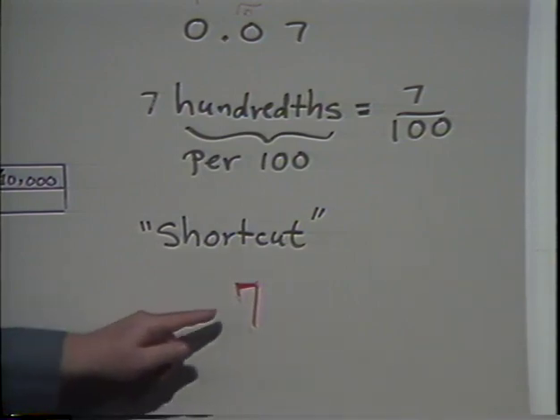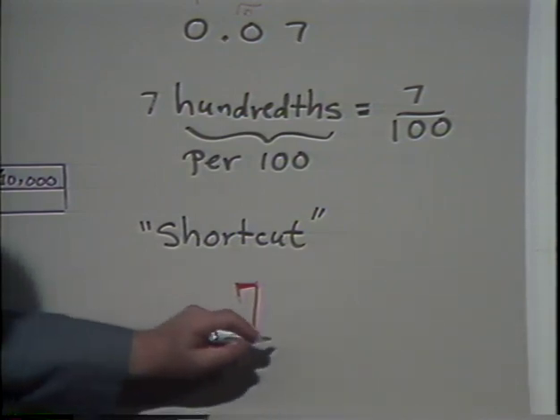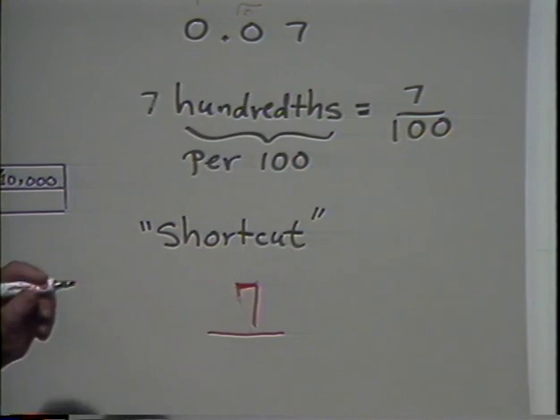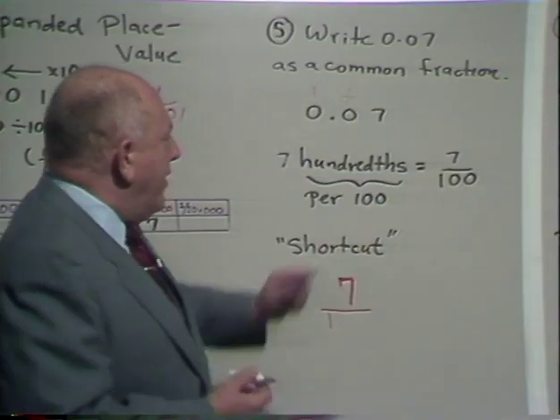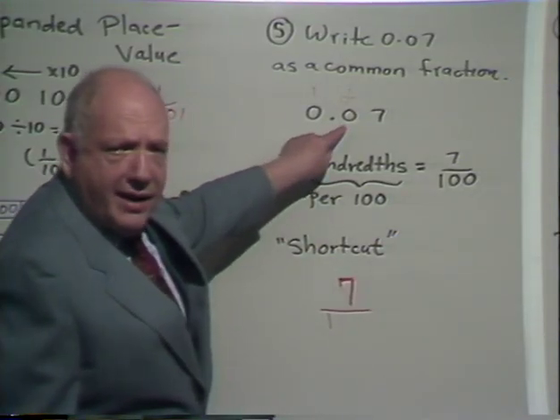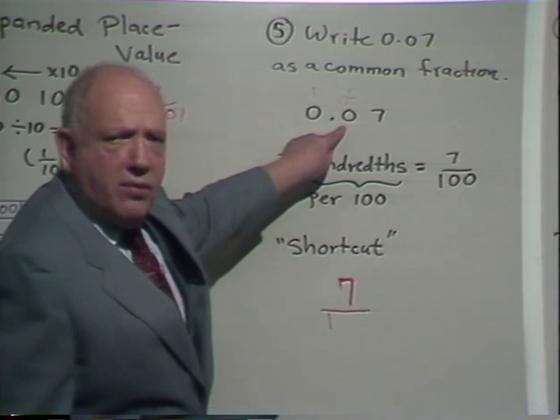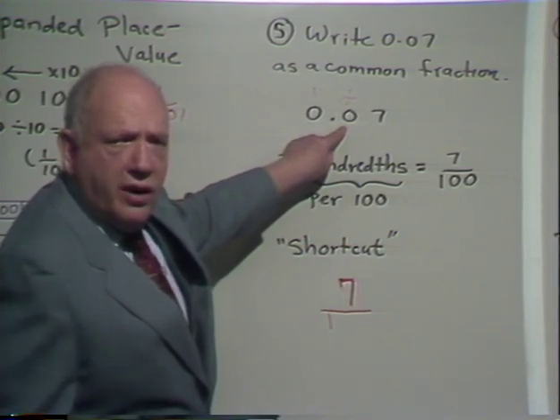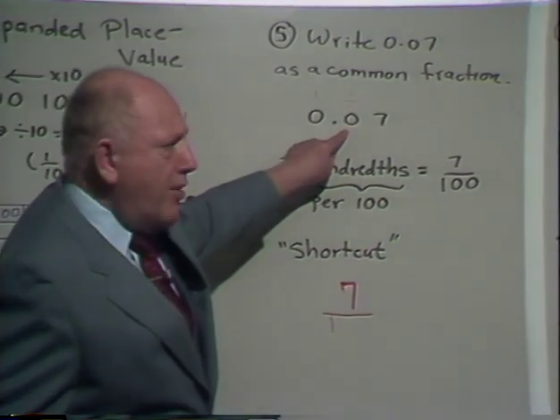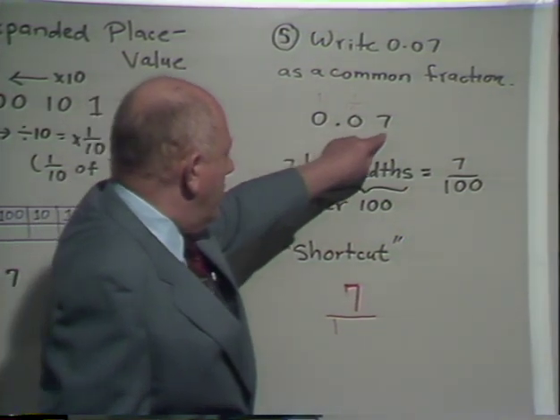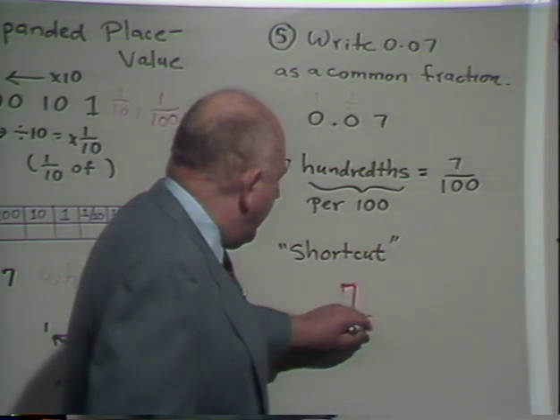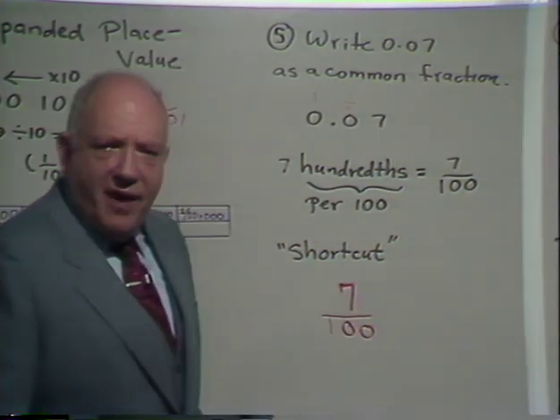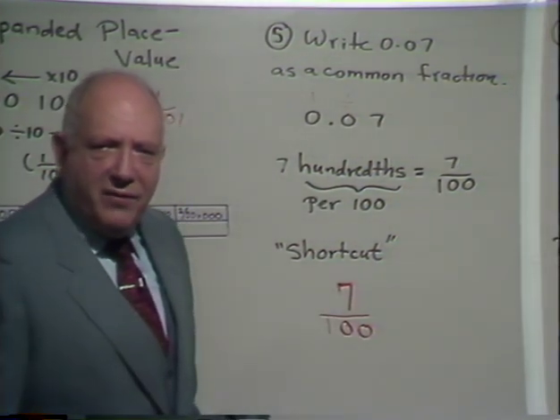See, 7 becomes my numerator. Now, what's my denominator? Here's the trick. Always start your denominator with a 1, because remember, your denominator is going to be a power of 10. Then all you do is come back here and count the total number of digits to the right of the decimal point. And in that situation, zeros count. See, 1, 2. So since there are 2 digits to the right of the decimal point, I put 2 zeros in here. And what answer do I get? 7 100ths, the same as I did before.